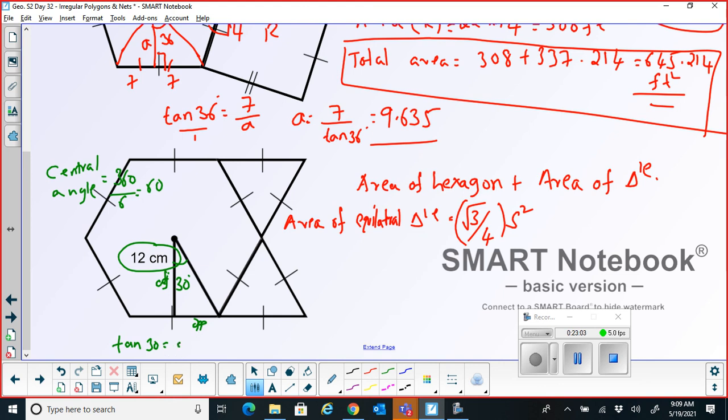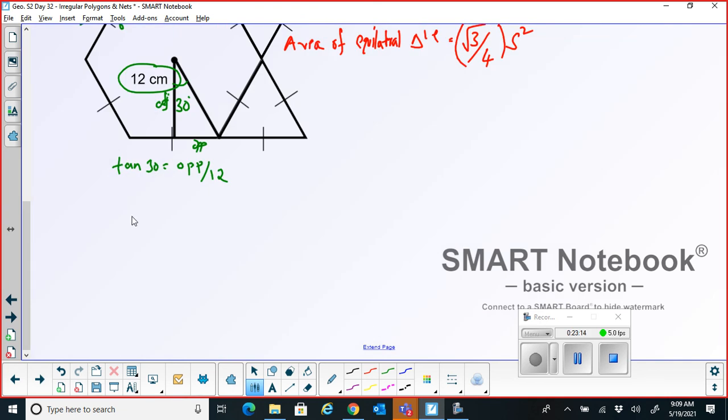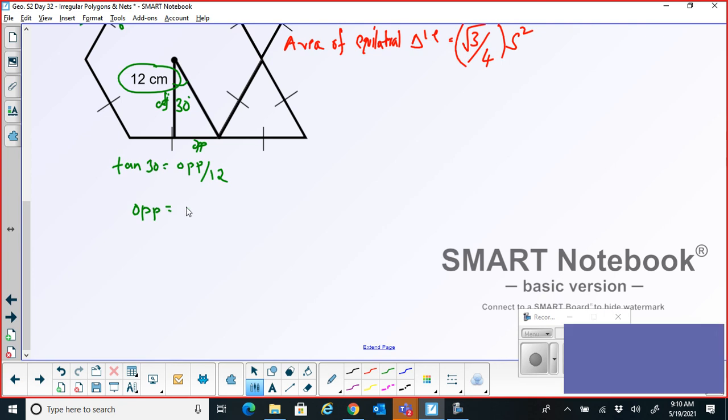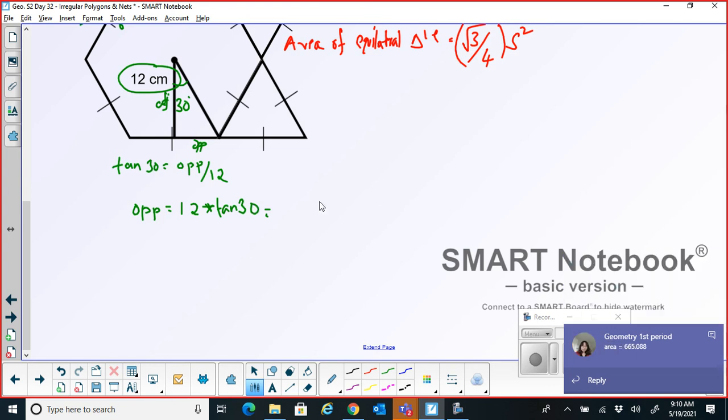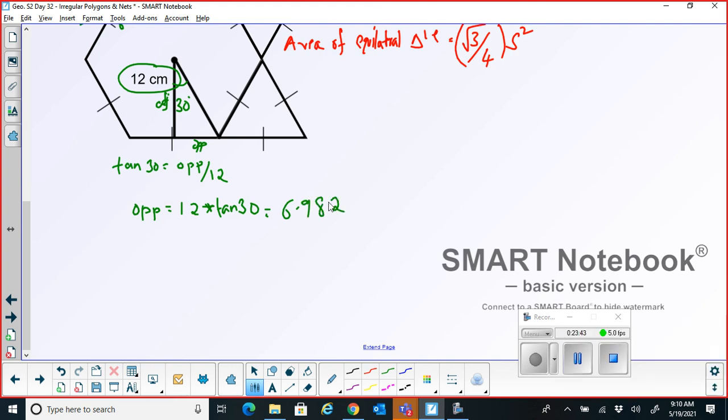So tan 30 equals opposite over 12. If I rearrange, multiplying 12 on both sides, opposite equals 12 times tan 30. I have 12 times tan 30 degrees, which is 6.928. Okay, this is the opposite side.